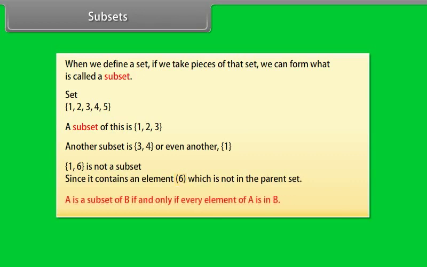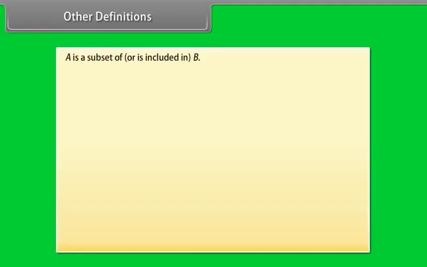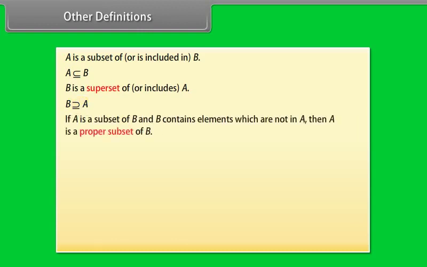In general, A is a subset of B if and only if every element of A is in B. Other definitions. A is a subset of or is included in B, denoted by this symbol. B is a superset of or includes A, denoted by this symbol. If A is a subset of B and B contains elements which are not in A, then A is a proper subset of B. If A is a proper subset of B, we use this symbol to designate that relationship.